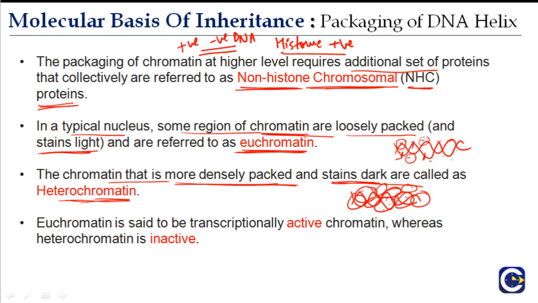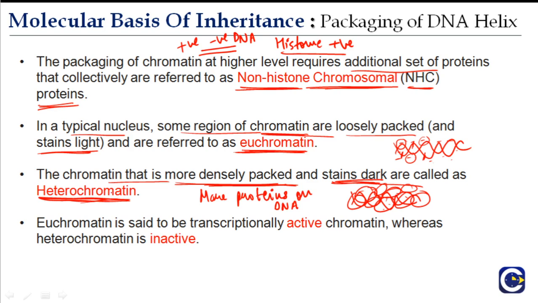So is the difference clear? Here, there is this DNA molecule and very few proteins are present. Therefore, more DNA is exposed and it is called euchromatin. It stains light. And the chromatin that is more densely packed, why is it more densely packed? Because there are more proteins on the DNA. There are many more proteins here. It stains dark and it is called heterochromatin.